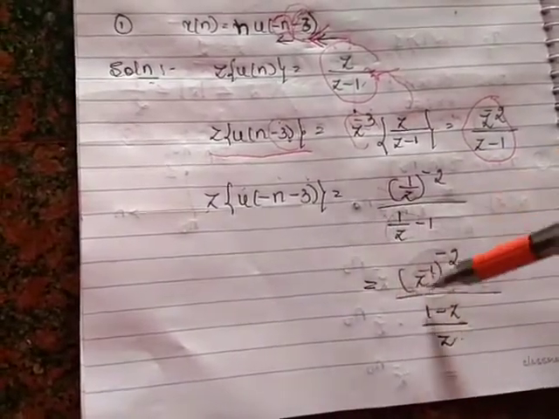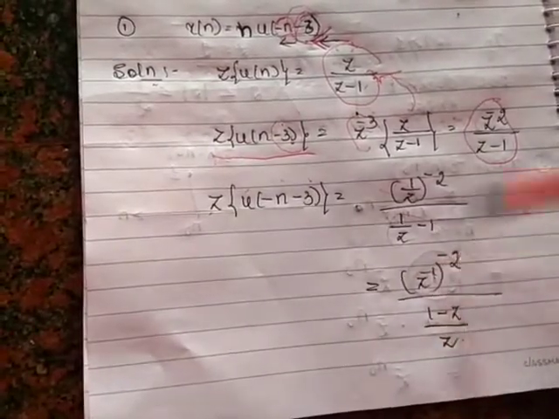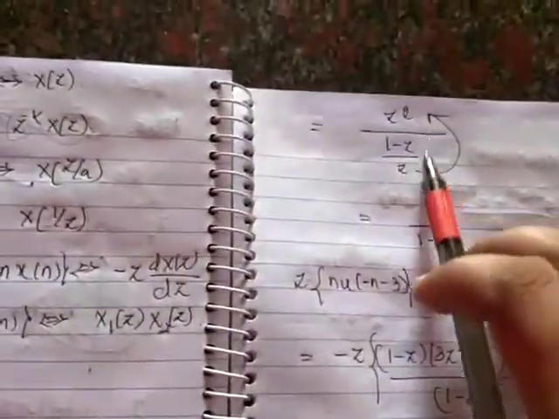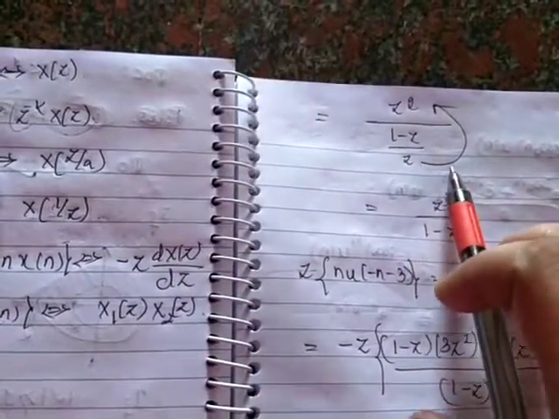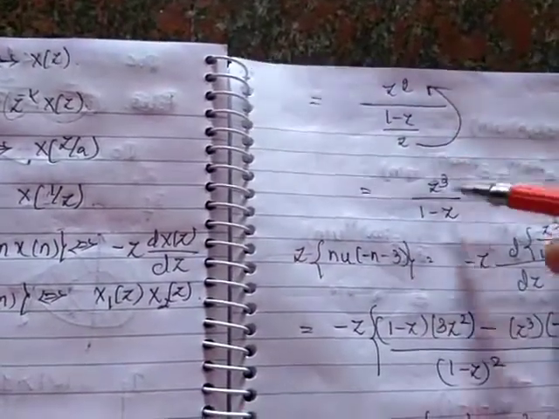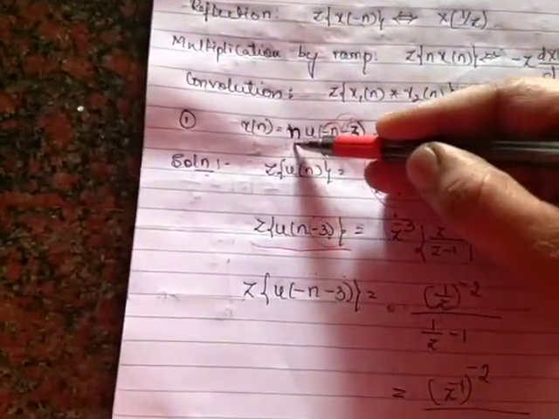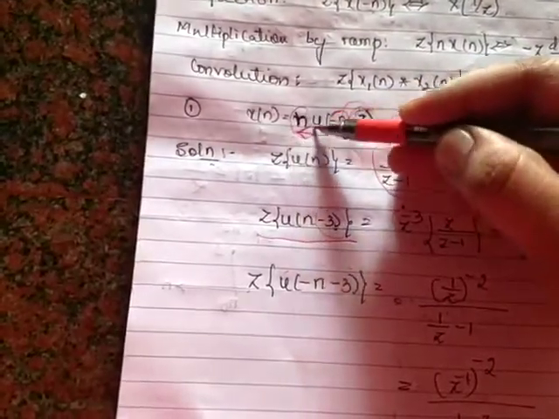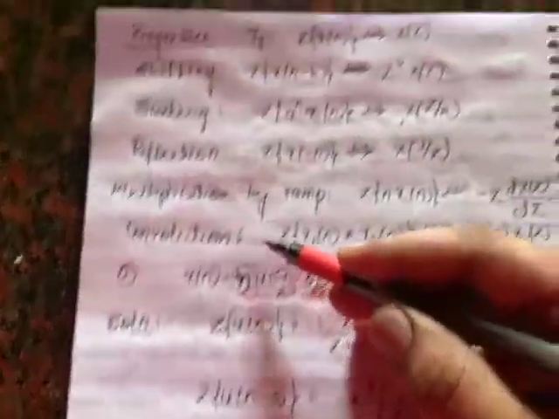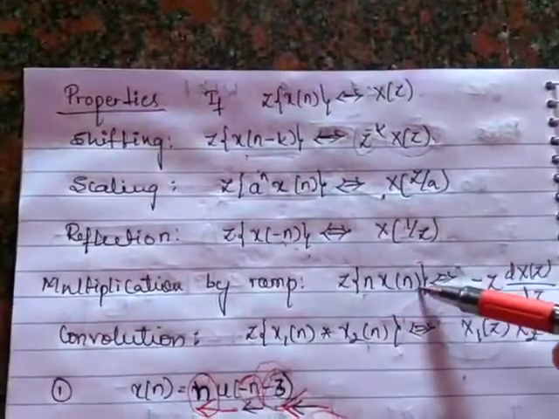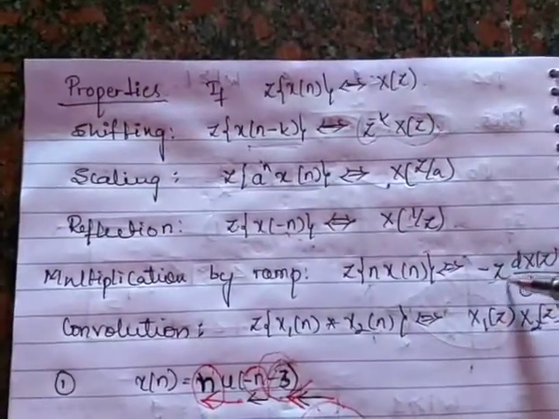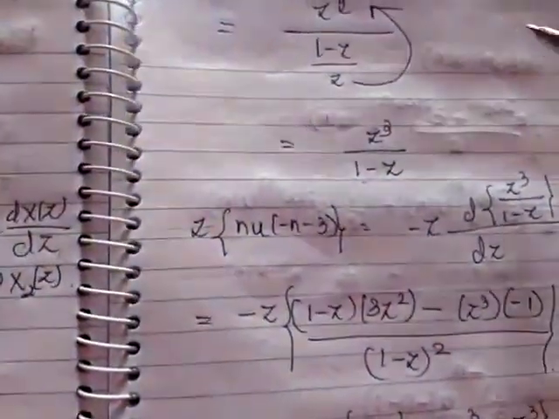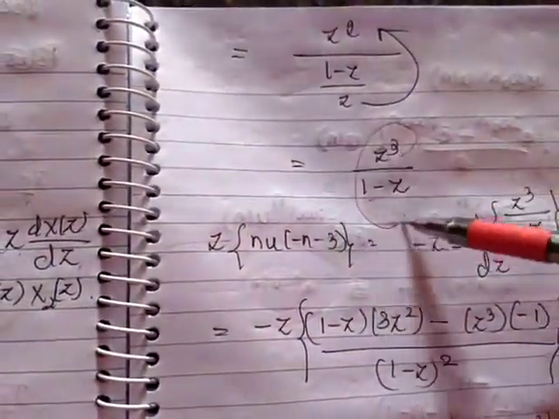Here you take the LCM of the denominator. Z power minus 1 into minus 2 becomes z square divided by 1 by z. Denominator goes to numerator. So it is z cube by 1 by z. Next, if I still go further to the left side, then I will encounter this n. So this is nothing but multiplication by n. See here, n into x of n, whose Z transform is nothing but minus z into dx of z by dz. Here x of z is nothing but whatever value was obtained in the previous step.